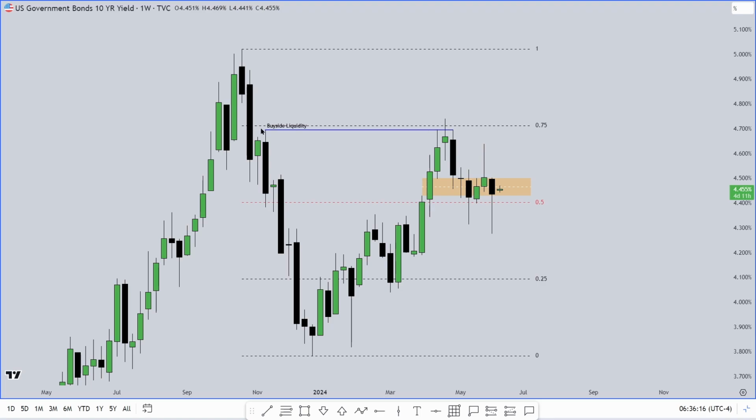We've swept buy-side liquidity above this high and tapped into the upper quadrant, which is our extreme premium. And we've rejected from the consequent encroachment of this sell-side imbalance. We've also completely rebalanced this buy-side imbalance down here. This is very, very difficult to trade. And from where we are, price can go in any direction.